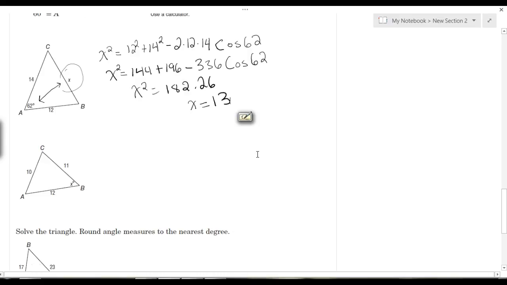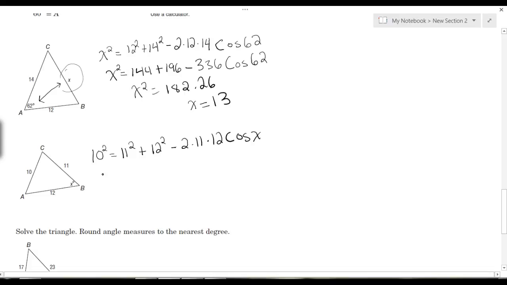Go ahead and go to our next example. Our next example, we're finding an angle. So we know eventually, when we're almost done with our equation, we're going to be using inverse cosine. But let's go ahead and set up our equation. Because we're looking for this angle, on the far left of our equation is going to be this side opposite it. So let's go ahead and start to write out our equation. And I have 10 squared equals 11 squared plus 12 squared minus 2 times 11 times 12 times cosine of x.